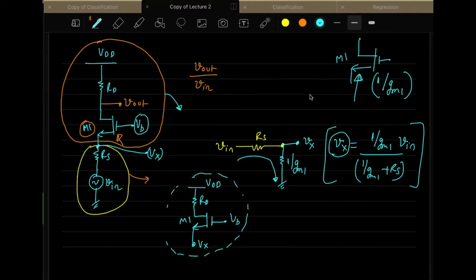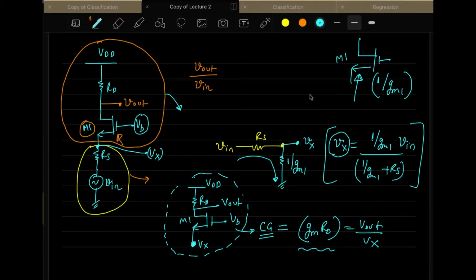This is basically a common gate circuit. We have already discussed that, and the value of the voltage gain for this common gate circuit is GmRD. You already know the gain of this common gate circuit, which is GmRD, and the gain is actually Vout over Vx. That is what is applied at the source terminal. It will be amplified at the output by the gain GmRD.